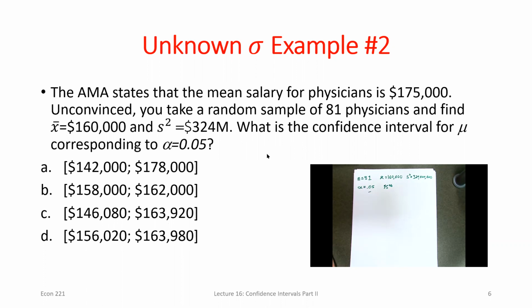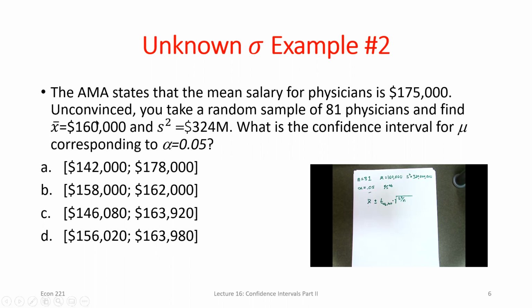Now, one thing I could do real quick is rule out certain possible answers. I'm just going to write down the equation that we had, and here I'm not going to do the intermediate calculation, so we see both ways. So my confidence interval is centered around that sample mean. So if I look at these possible answers, if any of them don't have 160,000 exactly in the middle, I could rule that out right away.